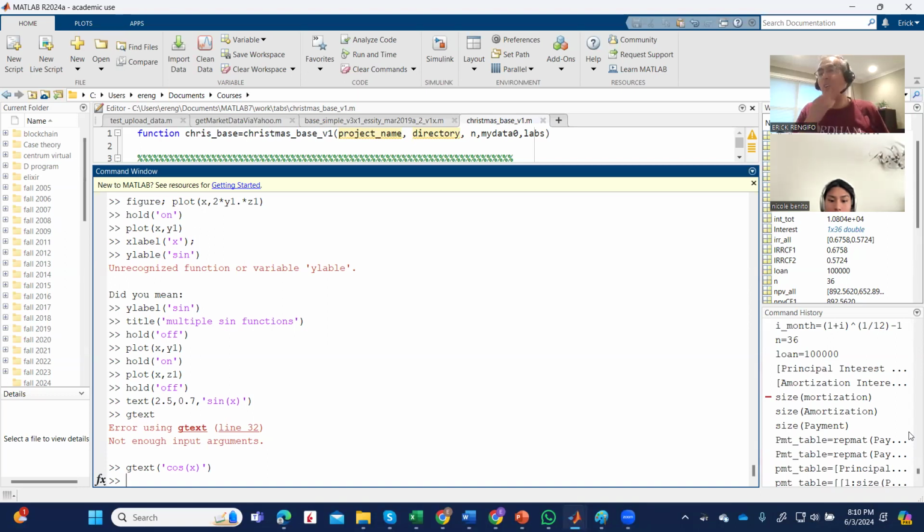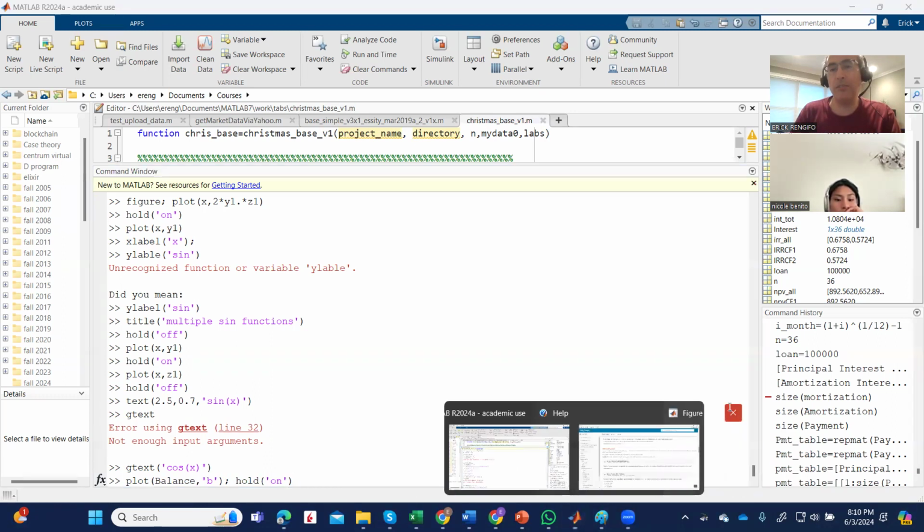Okay, so what do we have? We have plot balance, but perhaps we can call it B, black. And then I want to do a hold on, right? Because I will draw more graphs on that. Let me delete this graph. I don't need this.